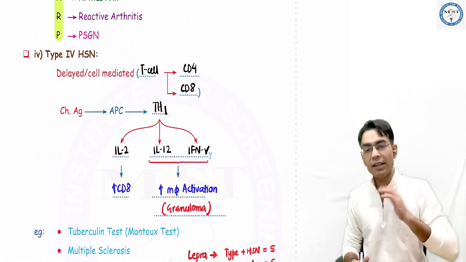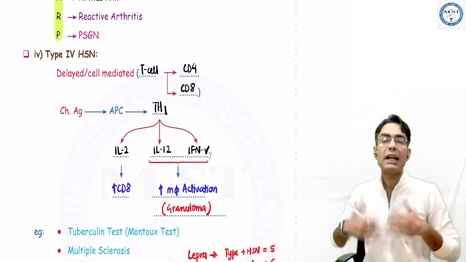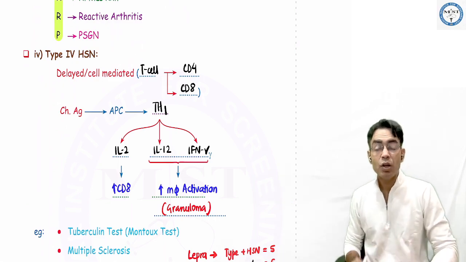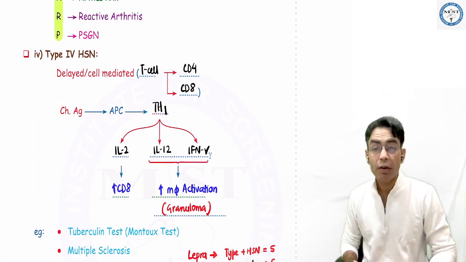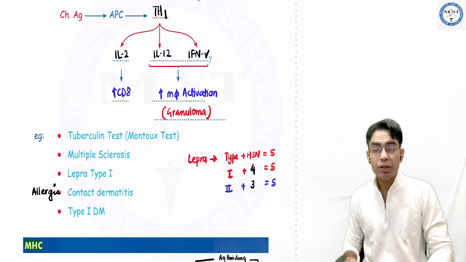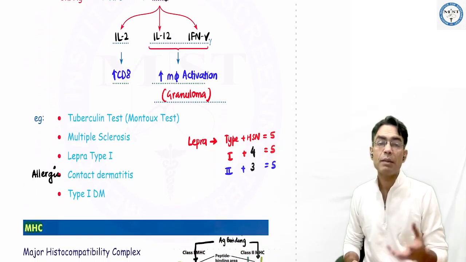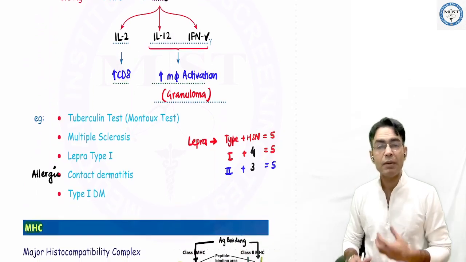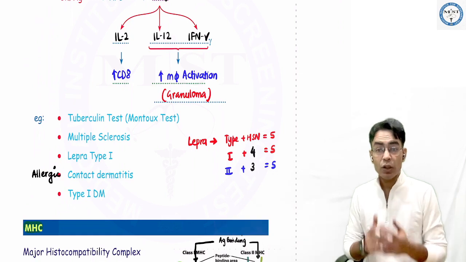IL-2 will increase CD8 cells, so more killing, and IL-12 and gamma interferon will activate the macrophage, so granuloma formation. So always remember, granuloma formation is type 4 hypersensitivity. Examples: tuberculosis, multiple sclerosis, lepra type 1, contact dermatitis, type 1 diabetes mellitus. All these are your type 4.